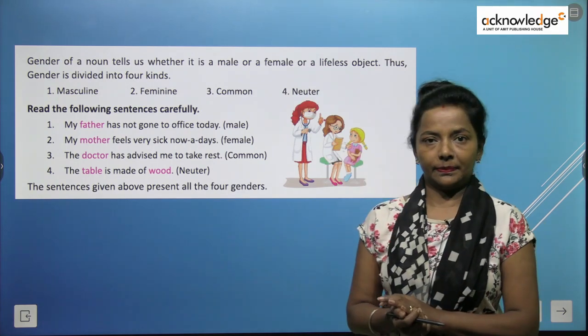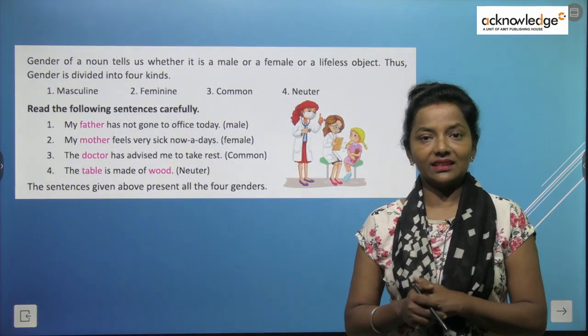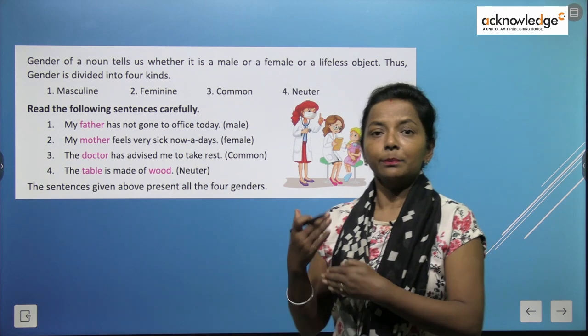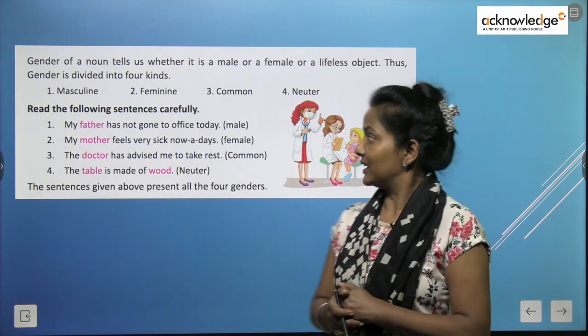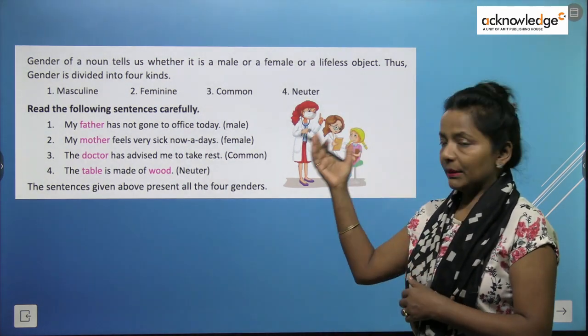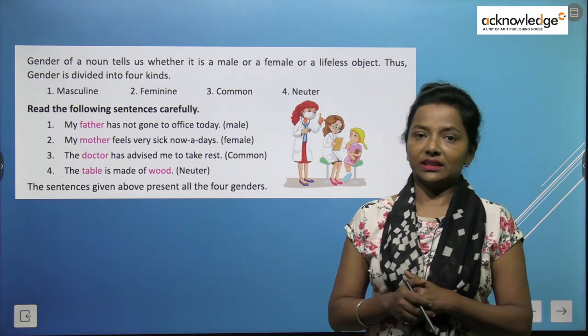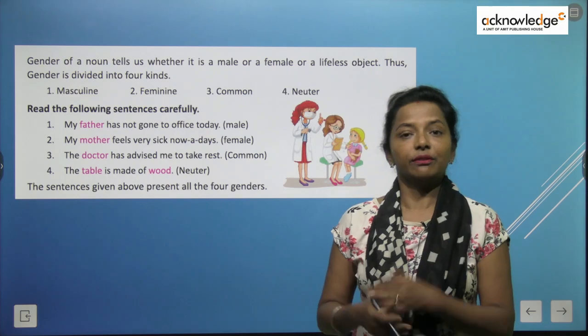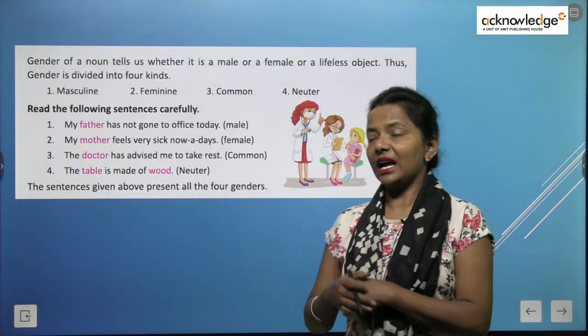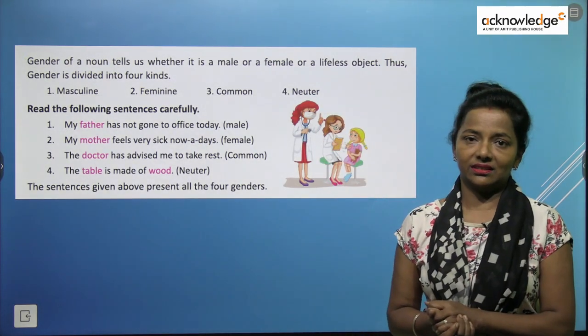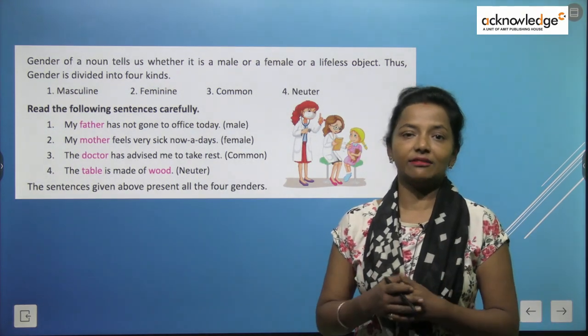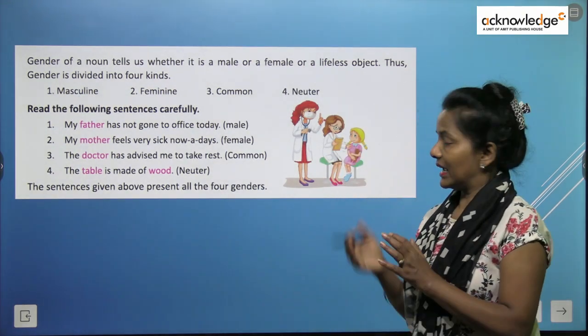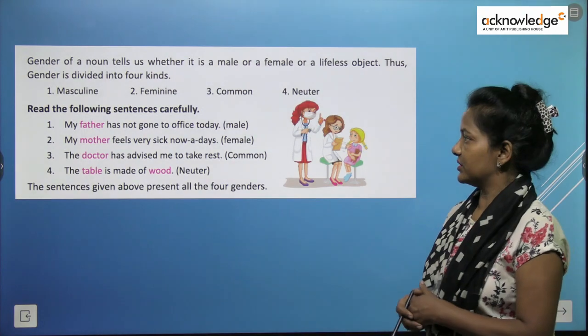Masculine gender is what we use when we talk about a male. Masculine gender, feminine gender for a lady, for a female. There are common genders also, which are used both for male and female, and the neuter gender, for the things which don't have life. It's called neuter gender.